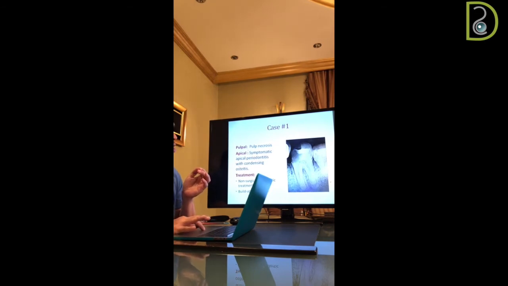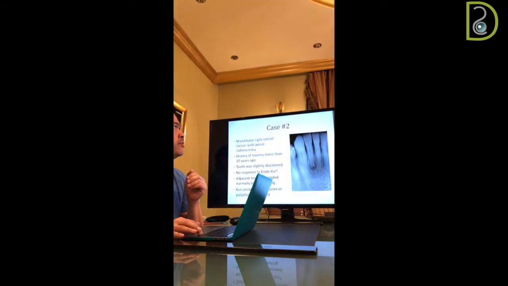Because if you look here in the radiograph, we have some radiopacity with chronic low-grade infection or inflammation, a radiopacity in the distal root. Okay, so in this case we have pulp necrosis and symptomatic apical periodontitis with condensing osteitis. Actually, this case needs root canal treatment and build up and crown.